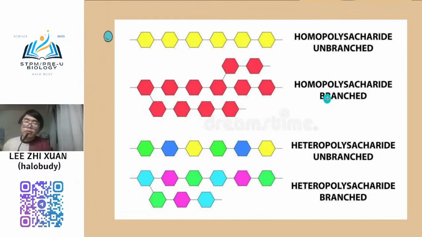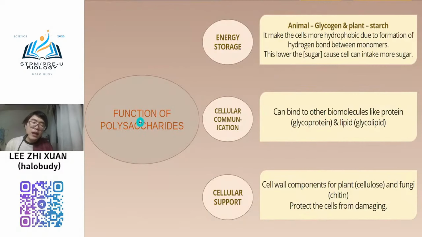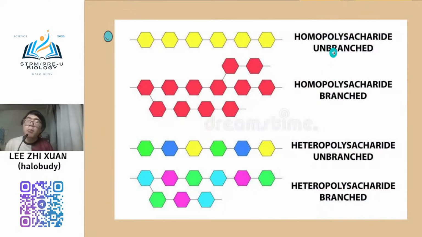So I just want to tell you now, in our syllabus, we only learn three examples of polysaccharide: starch, glycogen, and also cellulose. These three only. Others you will not learn. You don't need to remember them. We only learn three: starch, glycogen, and cellulose. All three are considered homopolysaccharides.